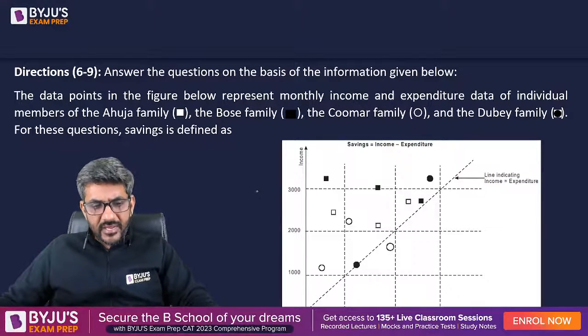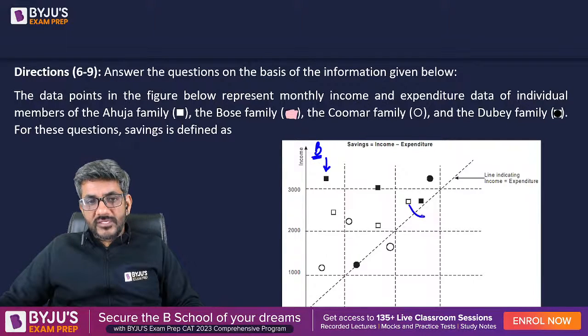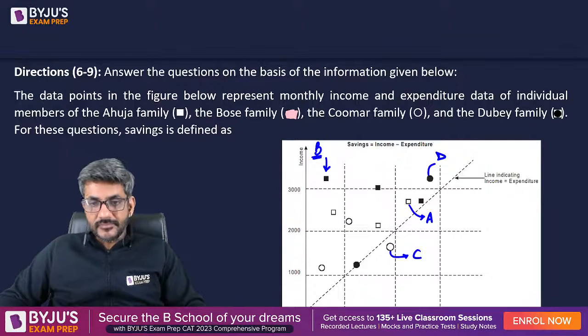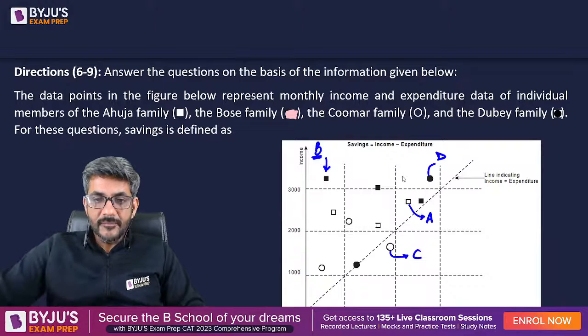And here I have a black dot which might not be visible to you. Right here, it's a black square rather. So these black squares are representing the Bose family. The white squares are the Ahuja family. These white circles are representing the Kumar family, and these are representing the Dubey family. Just read it once. After that, we shall start doing it.